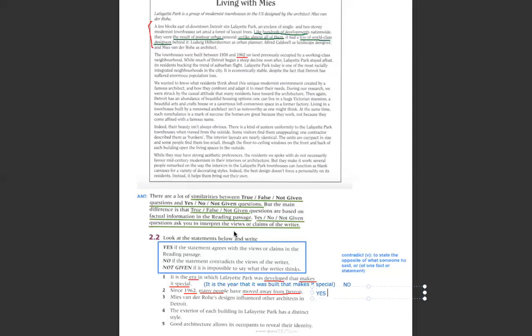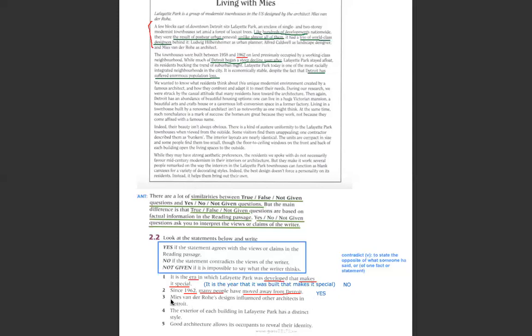So the answer here is yes. So if we have a look at this paragraph, it mentions 1962. So it said much of Detroit began a steep decline soon after. Okay, so since the beginning of 1962 and after that, it began to decline. And it says over here that Detroit has suffered an enormous population loss. So this soon after tells us that it's since 1962, and this tells us that people moved away. So remember, you need to look for synonyms. Have a look at number 3.